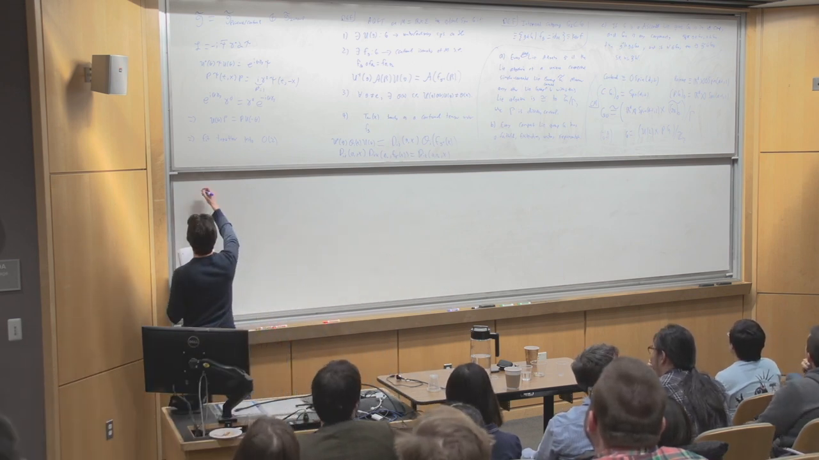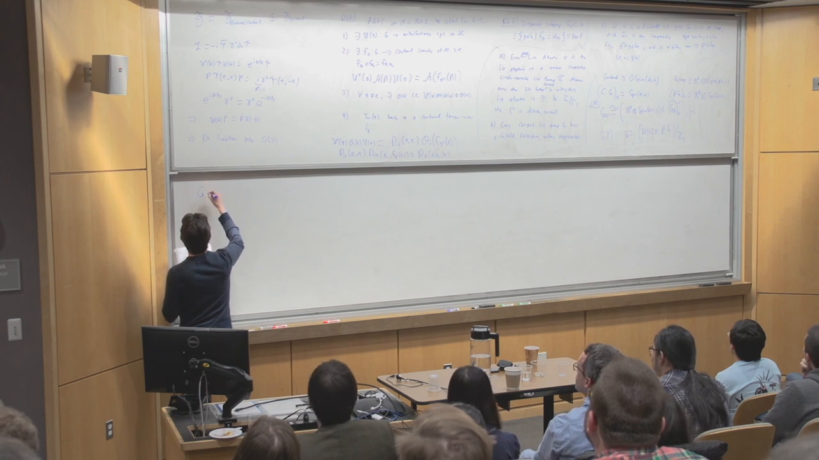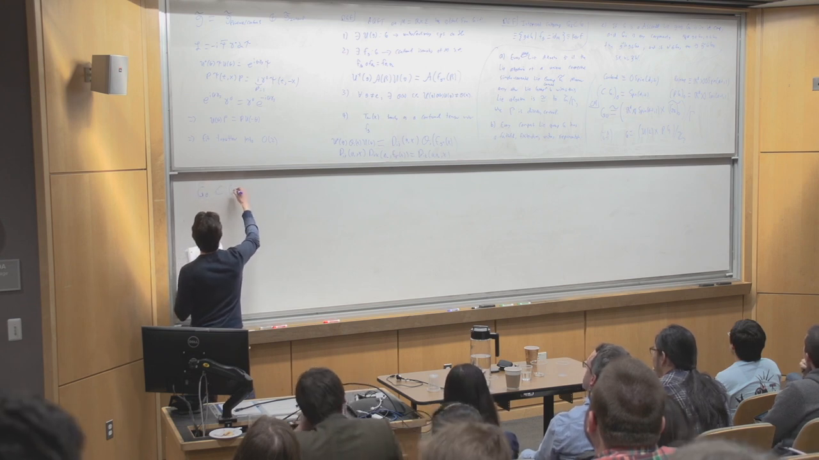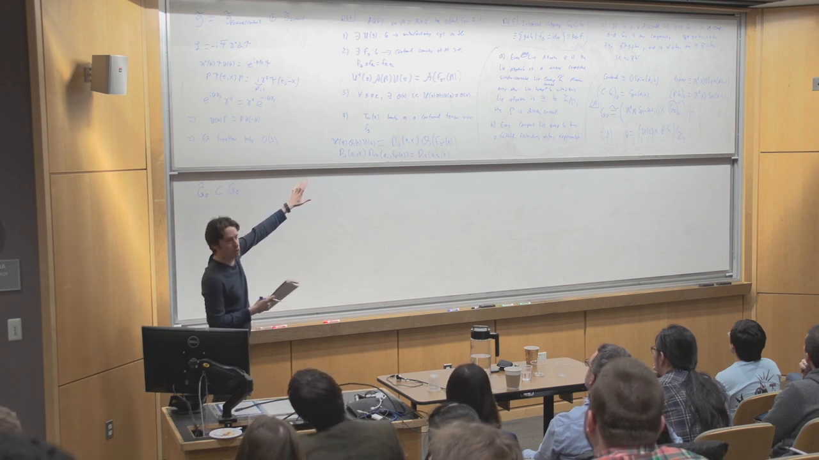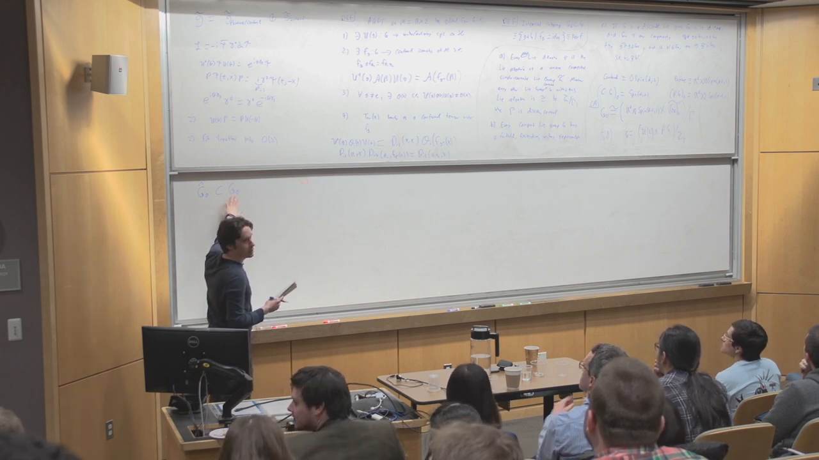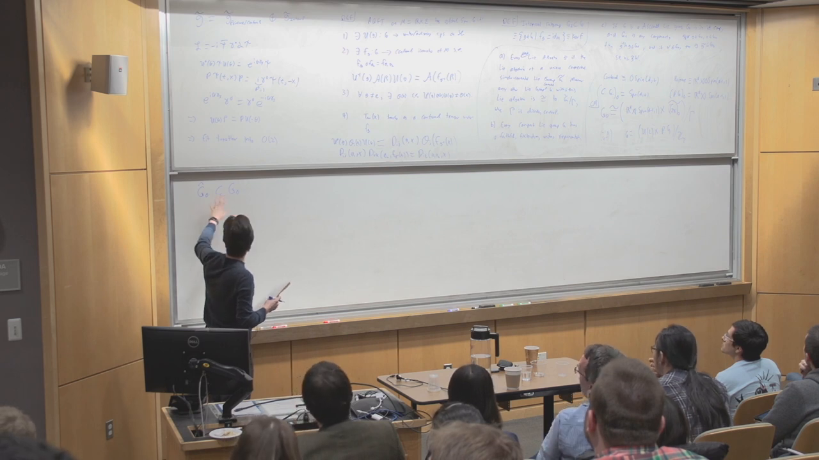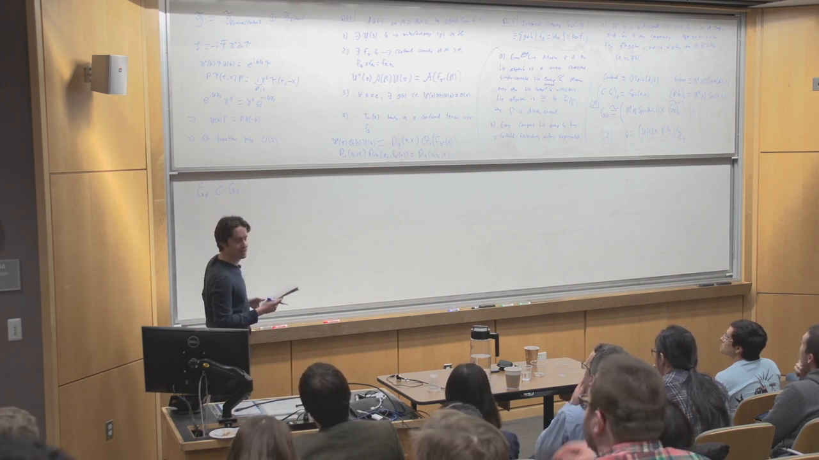So I want to define a subgroup G hat 0 of G0. Let me remind you, G is the full global symmetry group. G0 is its identity component. And now I'm going to define for you this G hat.